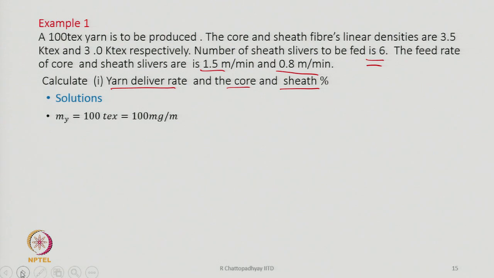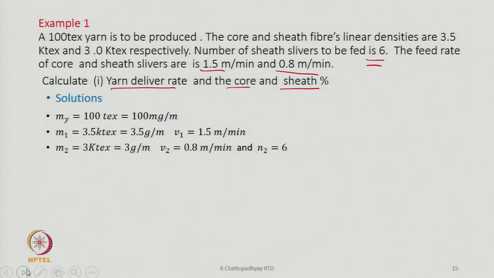So, how to go about? My, this is the mass of yarn, is 100 tex, that means 100 milligram per meter. M1 is 3.5 ktex, that is 3.5 gram per meter. M2 is 3 ktex, 3 gram per meter. V1 is 1.5 meters per minute. V2 is also given, 0.8 meters per minute. N2 is also given, 6. So, first of all, we write all those parameters whose values are given.